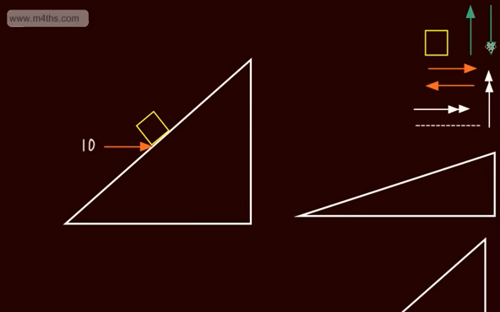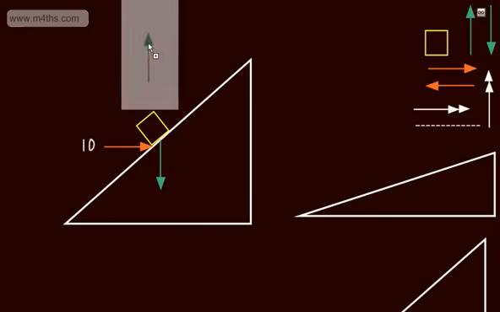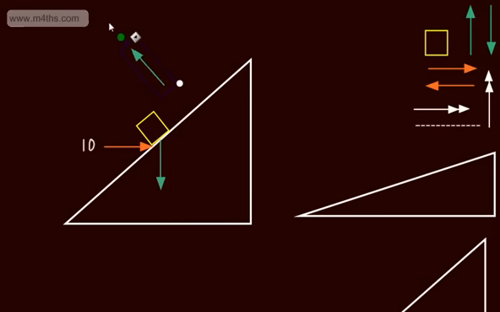Let's go ahead and put some of these on. So we'll have the weight acting down. The weight is going to be acting down here. Normal reaction force, perpendicular to the plane. That will be in that direction right here.